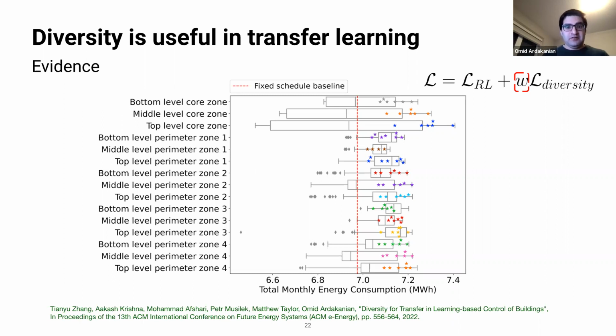The question is how to identify them. But this shows that if we have a good method to identify these policies, this is a very interesting idea. We would be able to get better performance even without retraining on the target building at initialization.